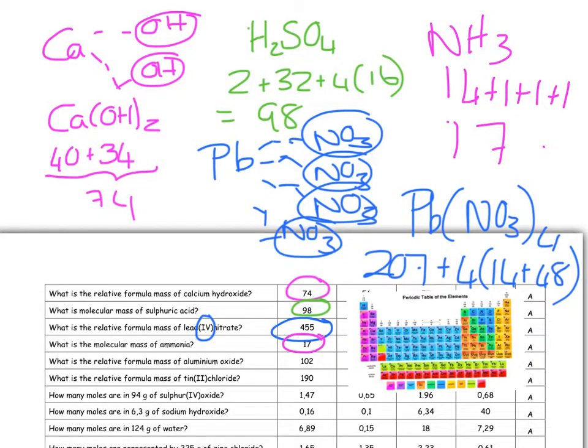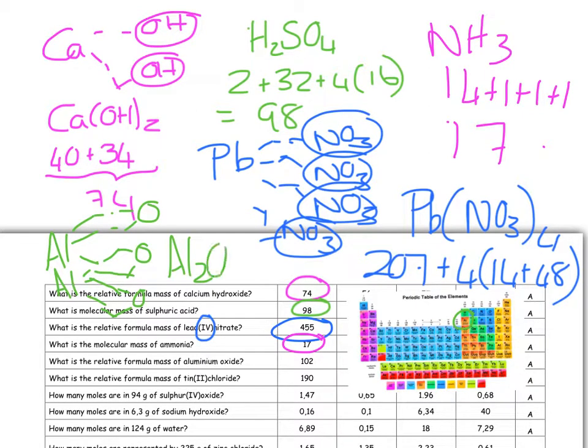What is the relative formula mass of aluminium oxide? Again, I'm going to have to work out what aluminium oxide is before I get to work that out. So aluminium has got a valency of 3 because it's in group 3. Oxygen has a valency of 2. And I have Al2O3. Adding that all up, it's 27 plus 27 plus 48, and I land up with 102.